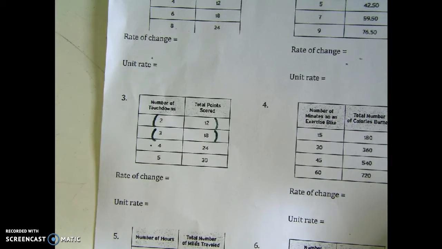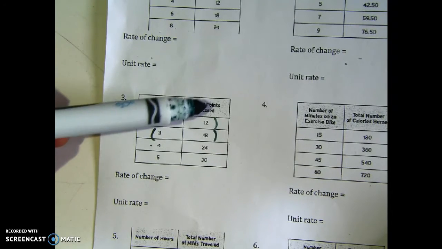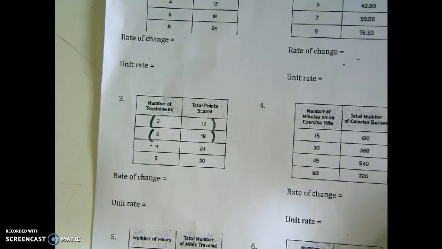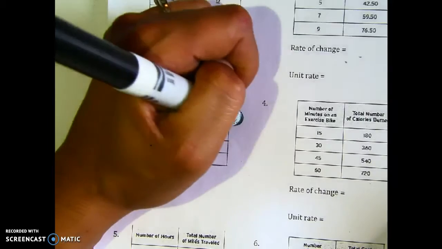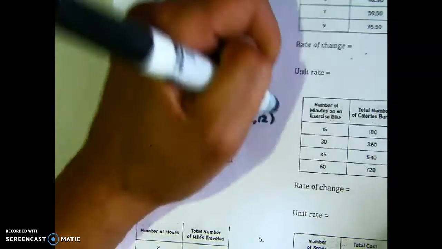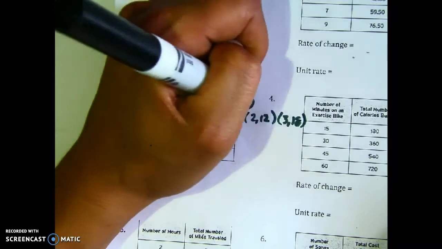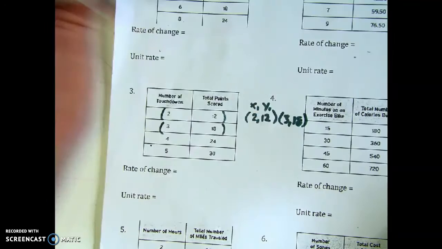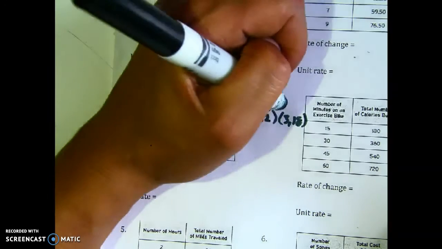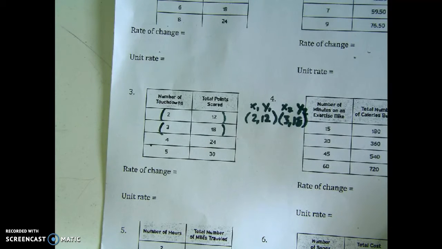It could be any one, because they will be the same rate of change as long as they graph a straight line. So on the side here, I'm going to label my points as 2, 12 and 3, 18. This is x1, y1 because that's my first set. This is x2, y2 because that's my second set.